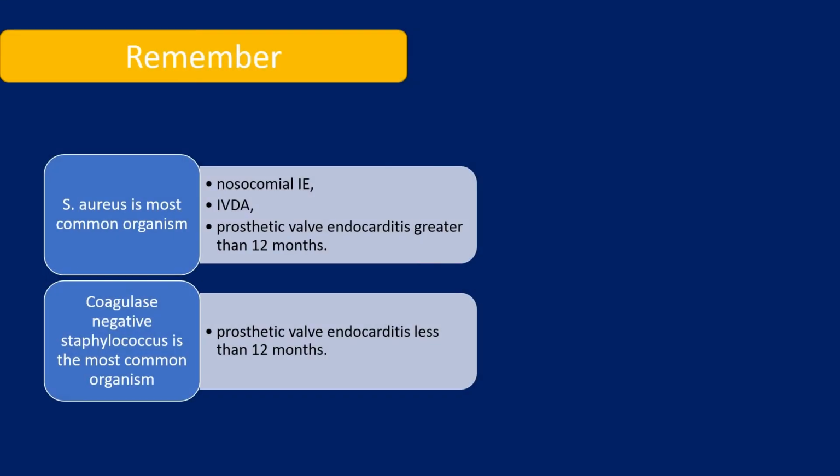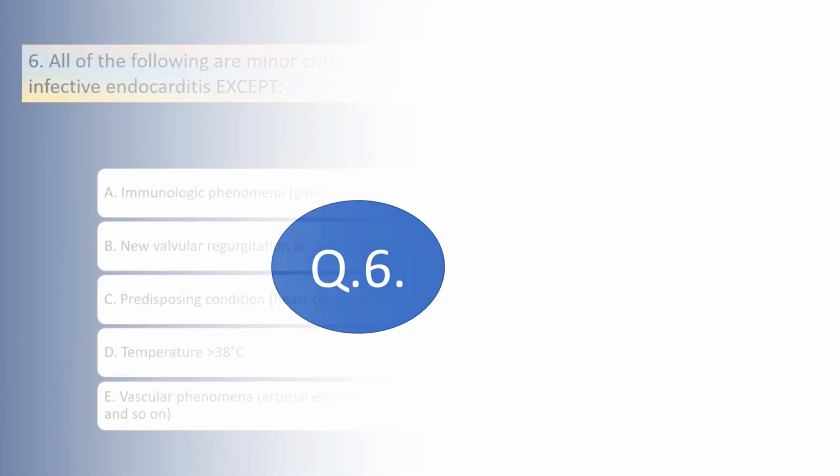Also remember that Staph aureus is the most common organism in nosocomial IE, intravenous drug abuse, or prosthetic valve endocarditis more than 12 months old. But in case of prosthetic valve endocarditis less than 12 months old, coagulase negative staphylococcus is the most common organism. So these two important points you should remember. These are the facts, and we have to remember facts, right? Let's move on to question number 6.